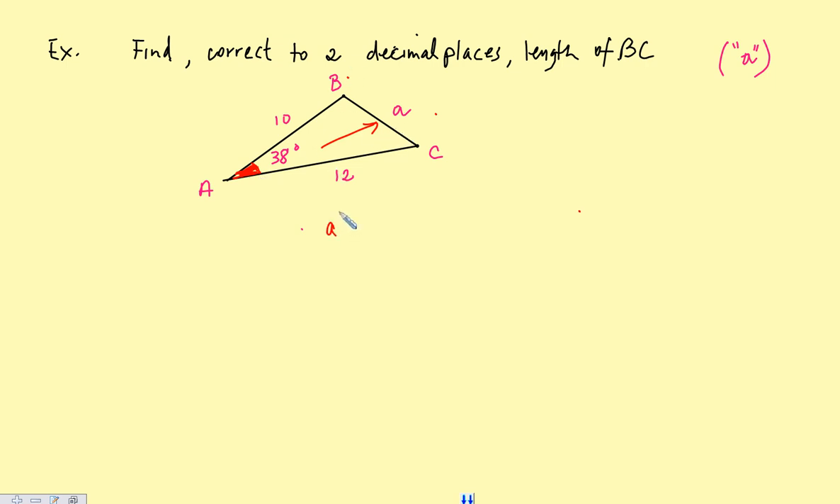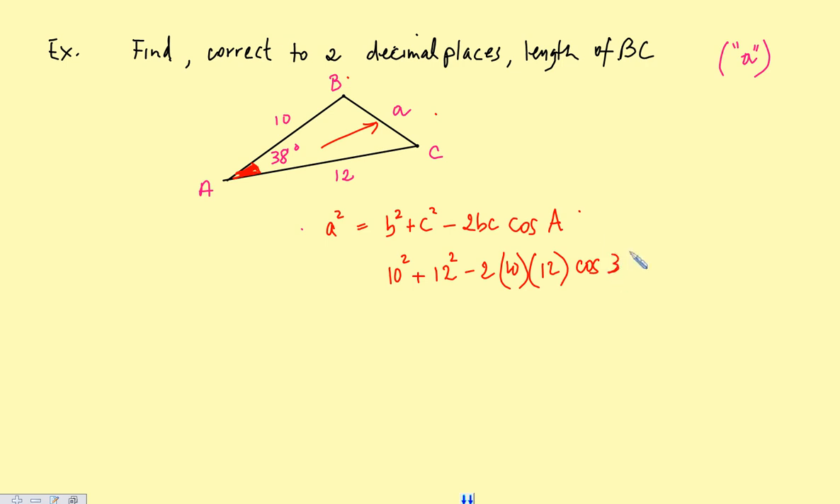So I'll say A squared is equal to B squared plus C squared minus 2BC times the cosine of A. The side that I'm looking for, squared, equals one of the given sides squared, plus the other given side squared, minus 2 times the product of those two sides times the cosine of the angle given to us, which is the included angle between those two given sides.